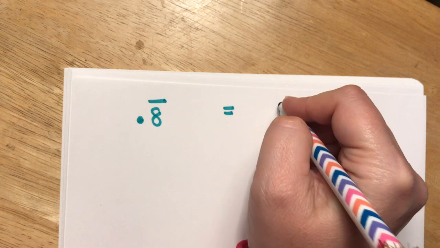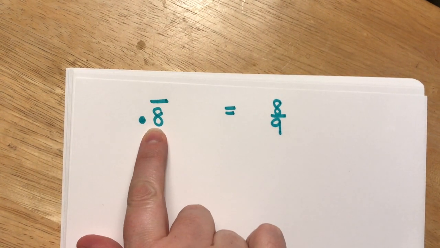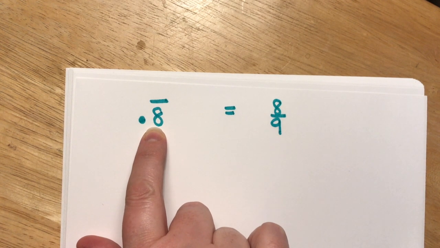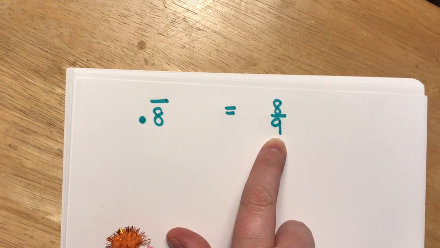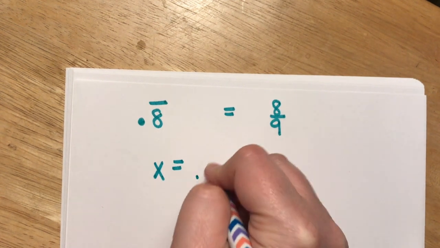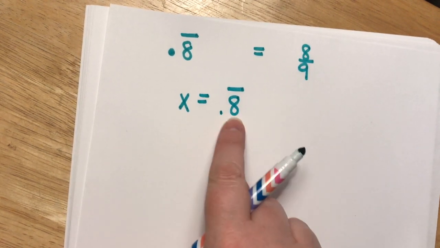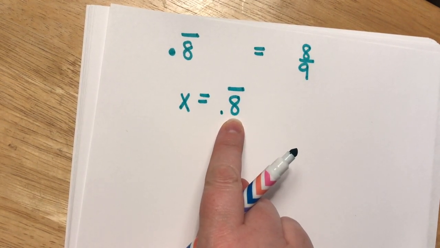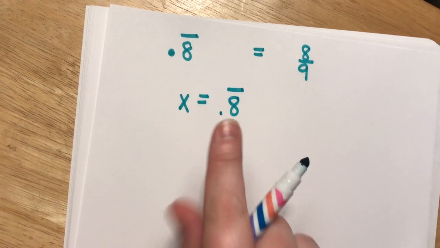Okay, I hope you had time to try this one out on your own. My first thought is that it's going to be 8/9. That's going to be my final answer because there's one digit that's being repeated, and I told you that tells you how many nines you're going to have in your denominator, okay? So I'm going to set up the equation where x equals 8 tenths repeated. In order to get this number to be a whole number by itself, I'm going to have to do what to both sides? I need to multiply it by 10.